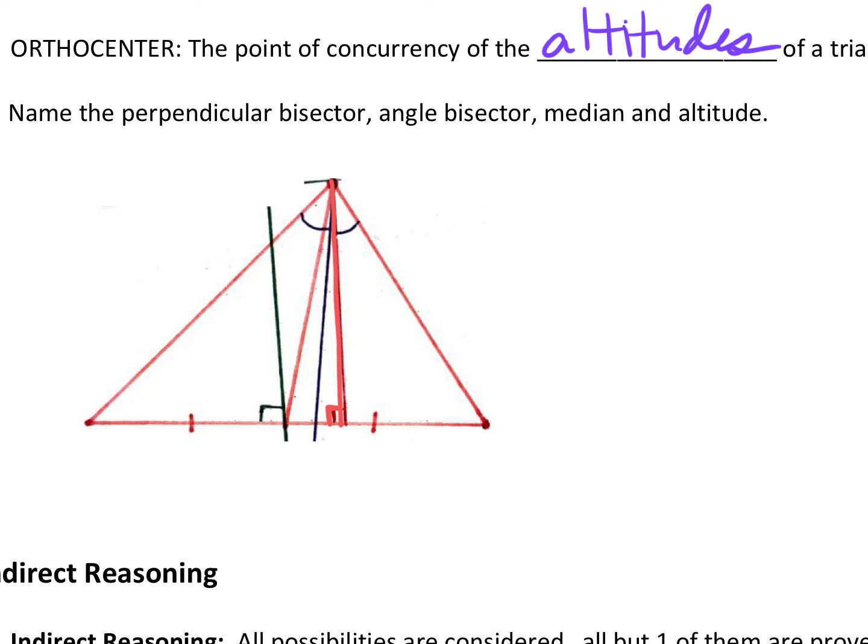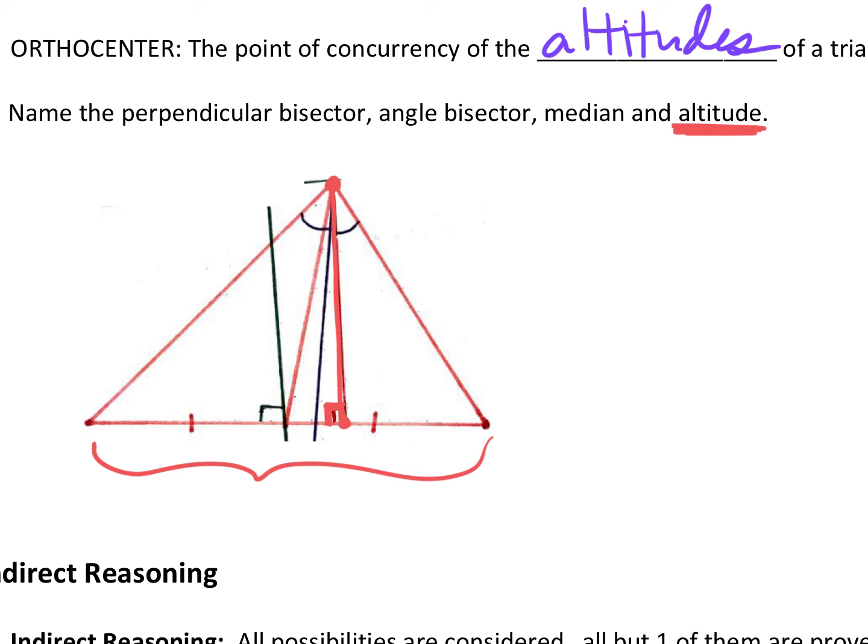Perpendicular bisector. Altitude. Angle bisector. Altitude. Oh, it is now. No, is it altitude or perpendicular bisector? Does this look like the middle of this segment? No. So it can't be a perpendicular bisector, right? Oh. So that is an altitude. It goes perpendicular and it goes through the vertex. A perpendicular bisector doesn't have to go through the vertex, okay? So the altitude is my red one there, okay?